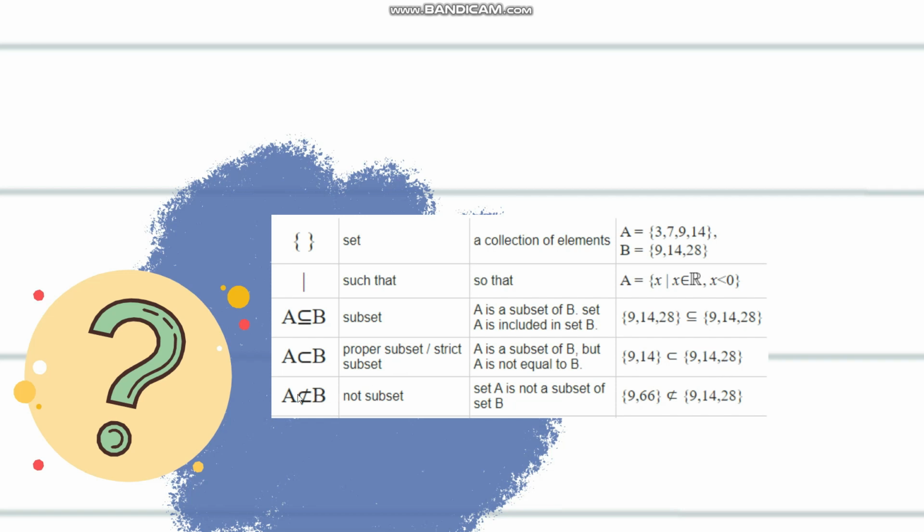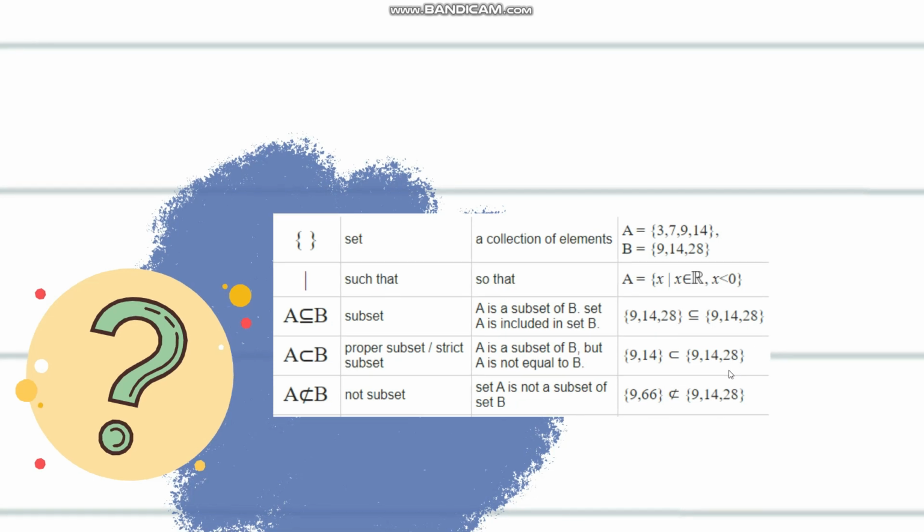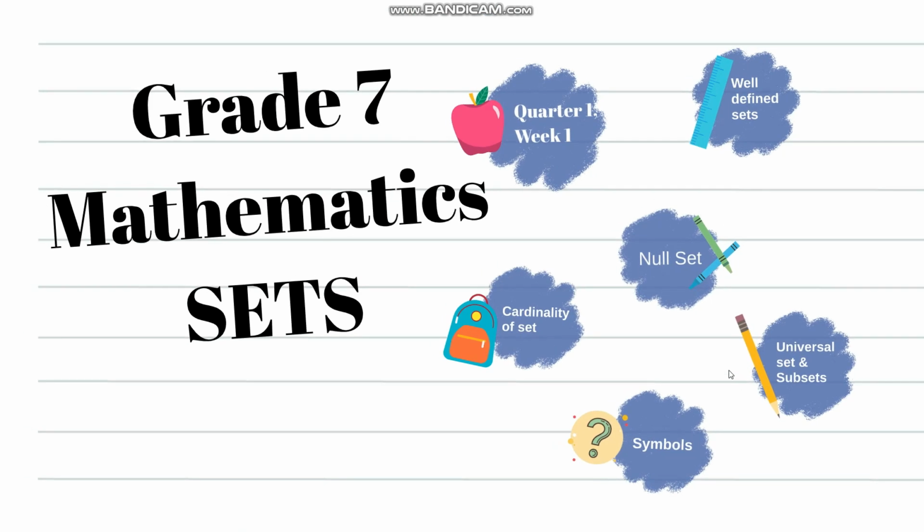And the last symbol that we would have for today is read as not a subset. A is not a subset of B. Meaning, on our example, A is not a subset of B. Why? A contains the elements 9 and 66, and in set B, there is no 66. So that is why it is not a subset. And I guess that would be all for today.